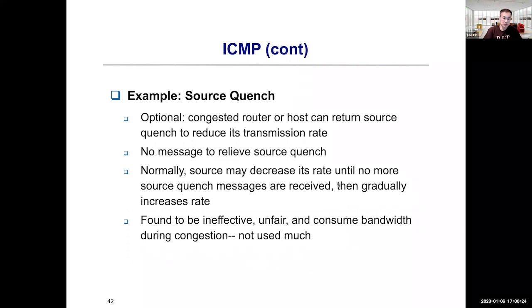Okay. Source quench is for a congested router. A host can return source quench to reduce the transmission rate. There is no message to relieve source quench, because this is indicating, hey, slow down. There's too much traffic here, and I cannot accommodate all the traffic. So basically it asks the source to decrease the rate, okay? They don't want to drop a lot of the packets because congestion is occurring, right? So that's why source quench occurs, and the source gradually increases the rate later on.